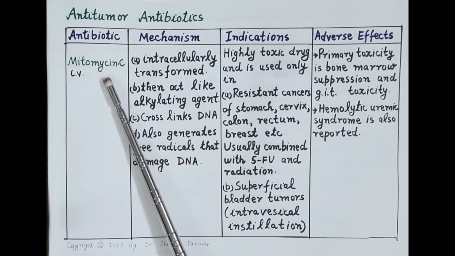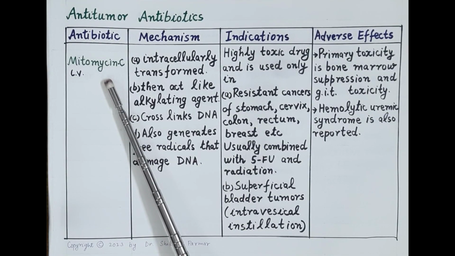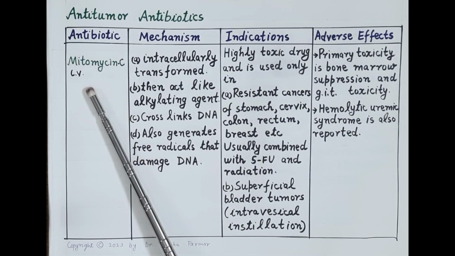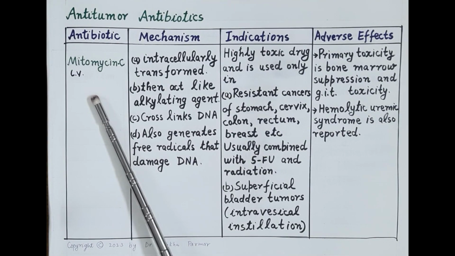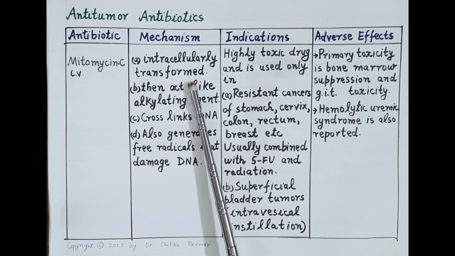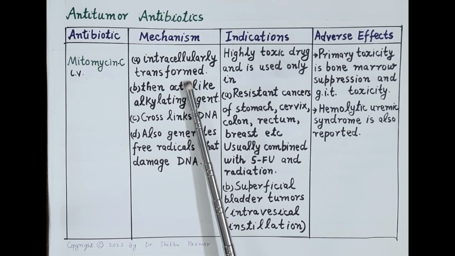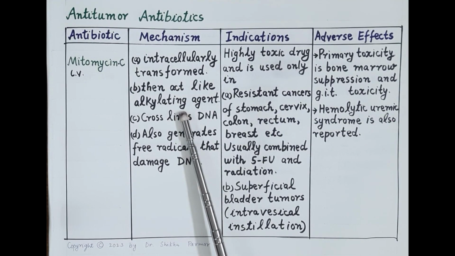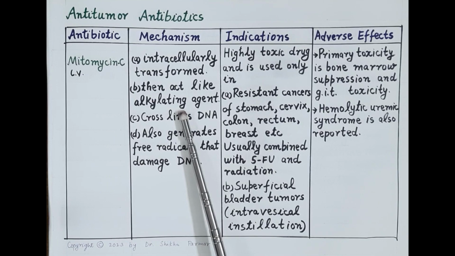Now the next antibiotic is Mitomycin C. Now Mitomycin C is also administered intravenously. Now it is intracellularly transformed to a form that acts like an alkylating agent. That means within the cell, mitomycin is transformed, and that transformed form acts like an alkylating agent.